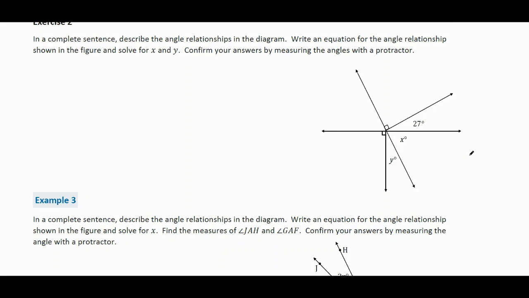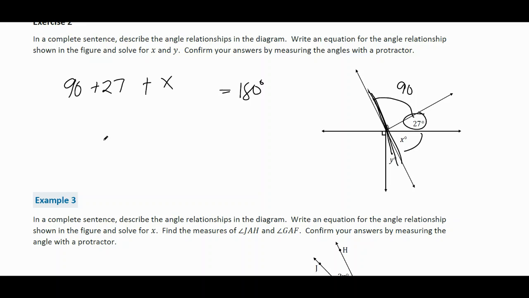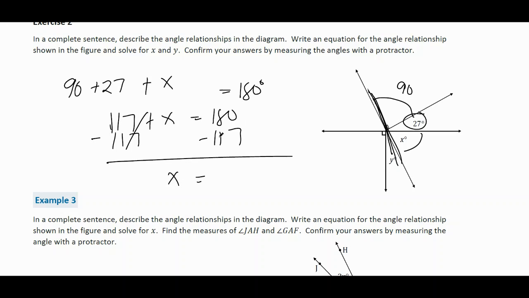All right. So this one, basically 90, right? 27 and then x. There's a straight line. What does that mean? Yes, it's going to be 180 degrees. By adding 90, 27, and x, you will be able to solve for x. 90 plus 27 is going to be 117, plus x is going to be 180. This one will be 63. Okay, that is just for the x.